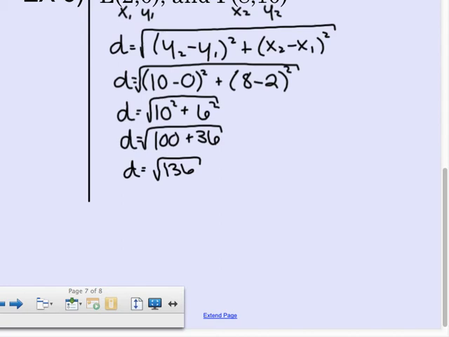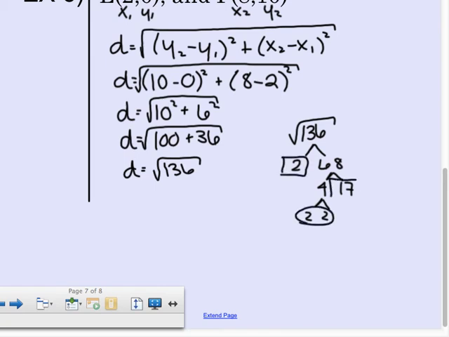If you go to simplify that in your calculator, you will get a decimal, so you need to make a factor tree with the square root of 136. That can split into 2 and 68. 68 we can split into 4 and 17. 17's prime, so I'm going to split 4 into 2 and 2. I've got a group of 2's and a 2 and a 17 that are left over.